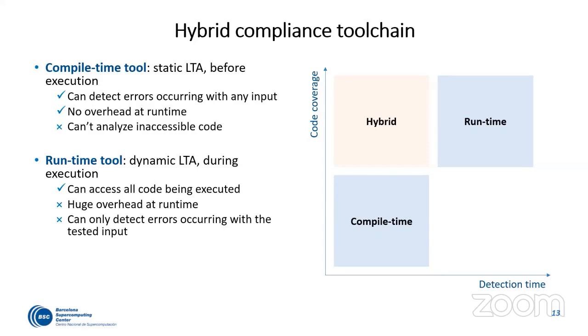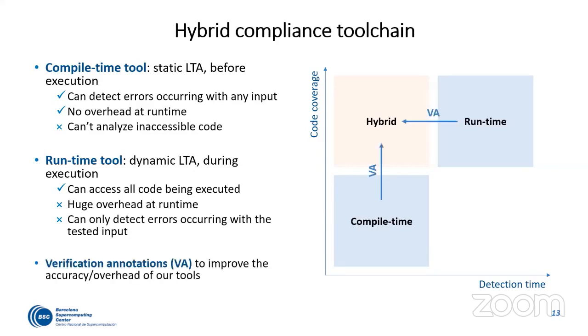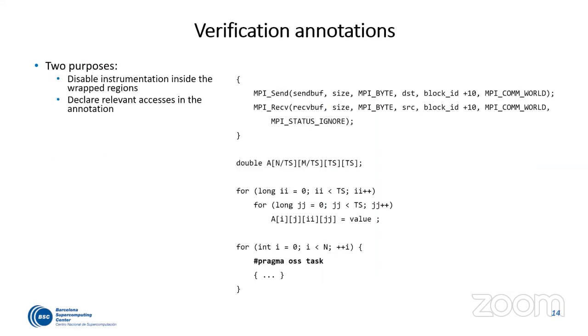To bridge the gap between the two tools and improve the overall detection accuracy and overhead, we introduce some additional annotations called verification annotations, which we explain in the next slide. Verification annotations have two purposes. One is to disable instrumentation inside the annotated regions to reduce the overhead of analysis, especially when calling functions doing heavyweight computation or running synchronization code. The other is to save the accesses in the annotated region that are still relevant for analysis, as a way to avoid reducing the accuracy of LTA while disabling instrumentation.